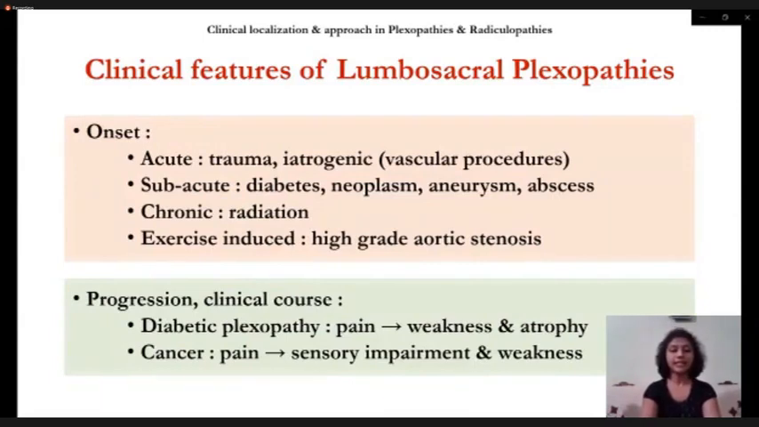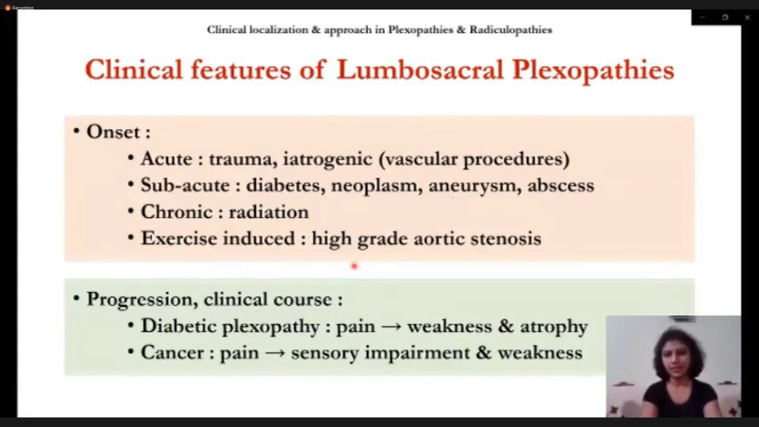As always, history plays an important role in the clinical evaluation, particularly the timing of onset of symptoms as well as their progression. The onset and the progression are obviously acute and rapid in the case of trauma or iatrogenic injuries following procedures such as femoral catheterization. The course is more gradual in the setting of an abscess or an aneurysm.